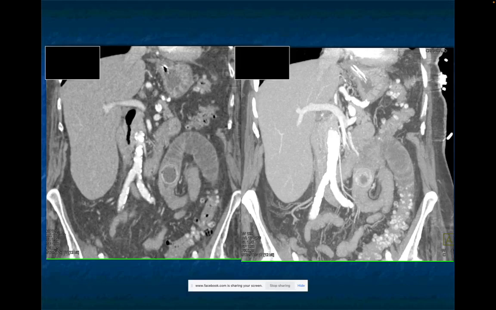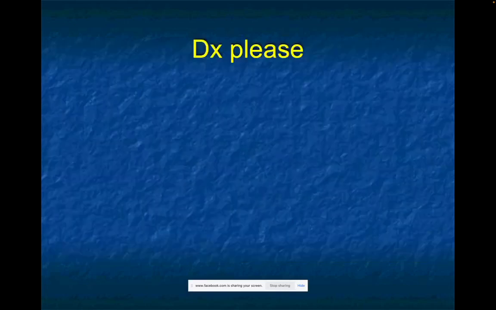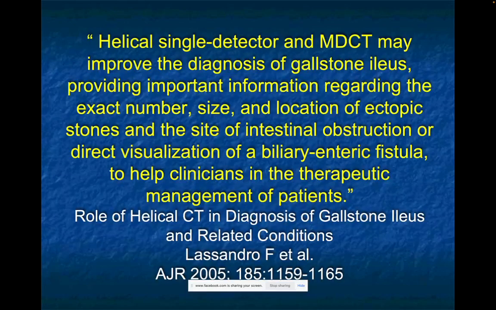You can go through a whole bunch of different tumors, but the air in the biliary tree in a patient with no procedure, you've got to be thinking that the patient has a fistula from the gallbladder or common duct into the patient's bowel, air tracks upward, and a stone passes downward. This is the world-famous gallstone ileus.